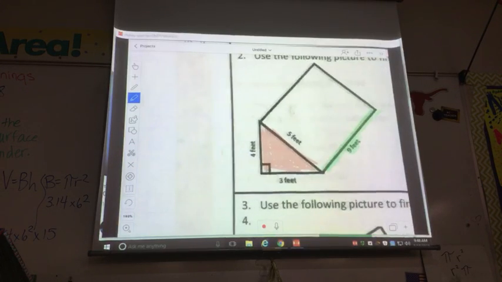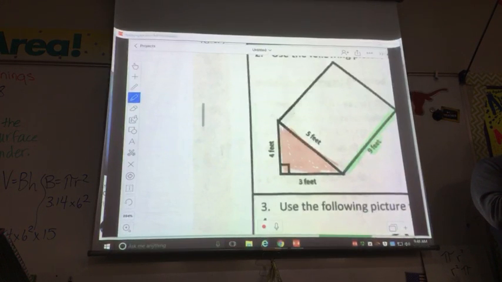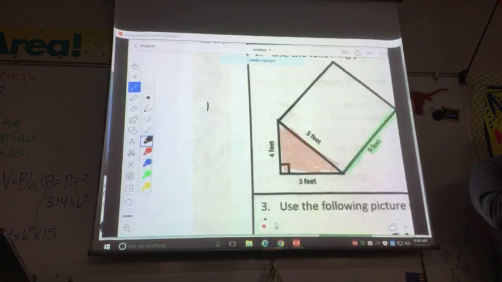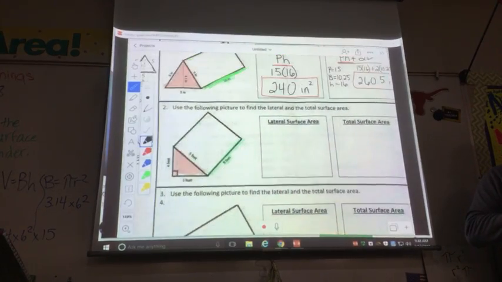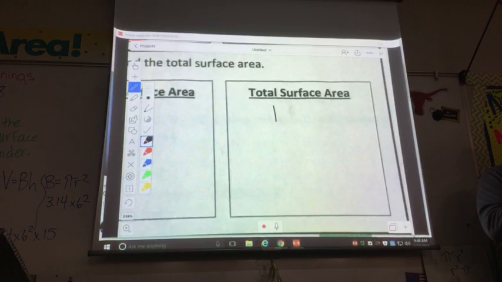All right, so let's redraw the base out here off to the side of your paper. Looks like this. Goes down that way. We have 4 feet, 5 feet, and 3 feet. All right. So back here for total surface area, let's rewrite our formula until you start getting it memorized. pH plus 2V.